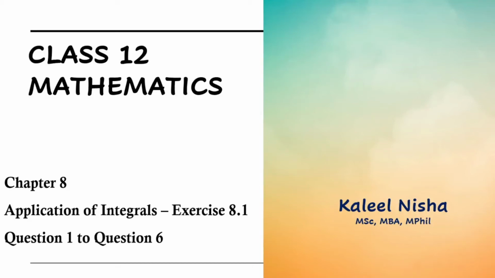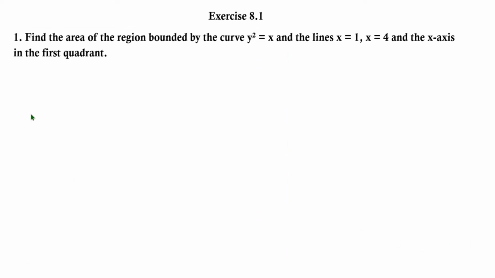In this video, I'll be solving the questions from 1 to 6 of exercise 8.1, chapter 8, application of integrals. The first question of exercise 8.1 is: find the area of the region bounded by the curve y square equal to x and the lines x is equal to 1, x is equal to 4 and the x-axis in the first quadrant.